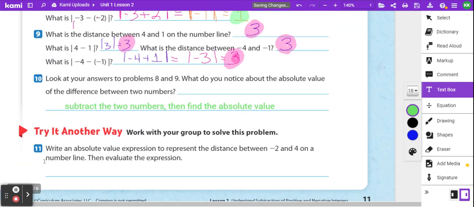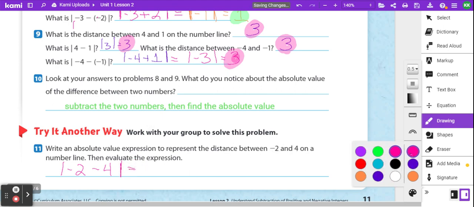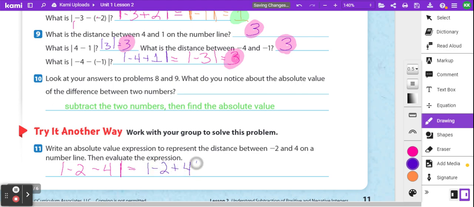And now try question 11 and then check it with the Edpuzzle video. So the distance between -2 and 4, I could find that as the absolute value of -2 minus 4, because we're going to subtract those two numbers. Then I rewrite that as addition. So I'll find the absolute value of -2 plus +4. And you could use a number line to do that, but if you do, you will get that -2 plus 4 is the absolute value of 2, which means that.